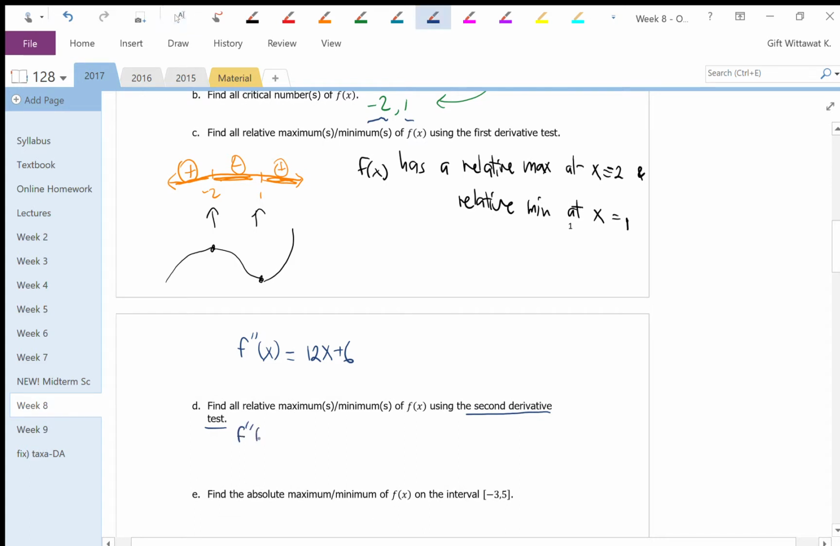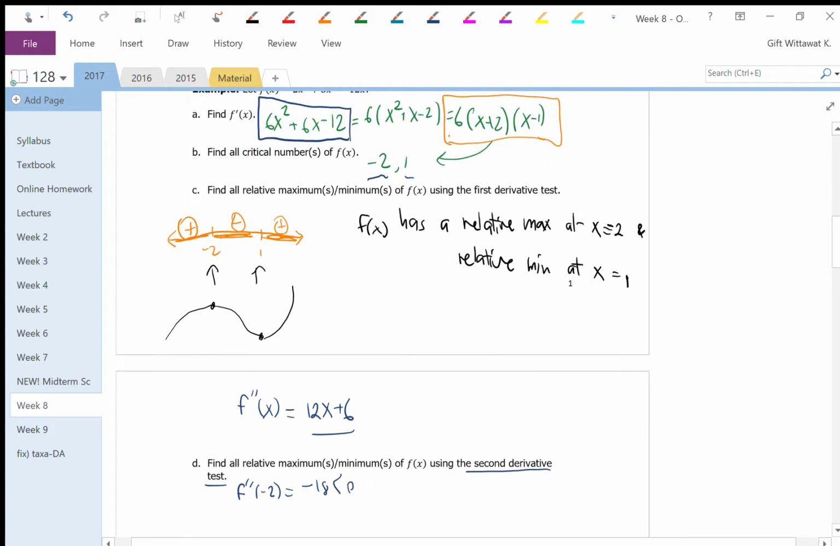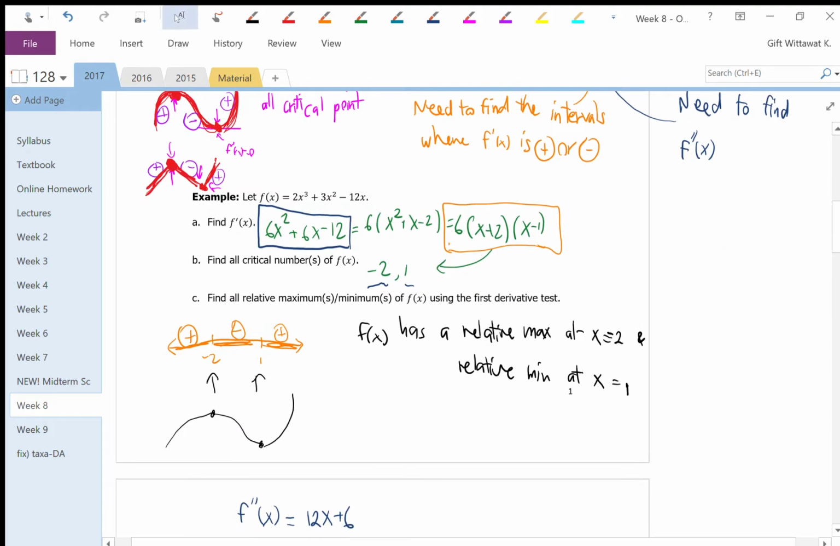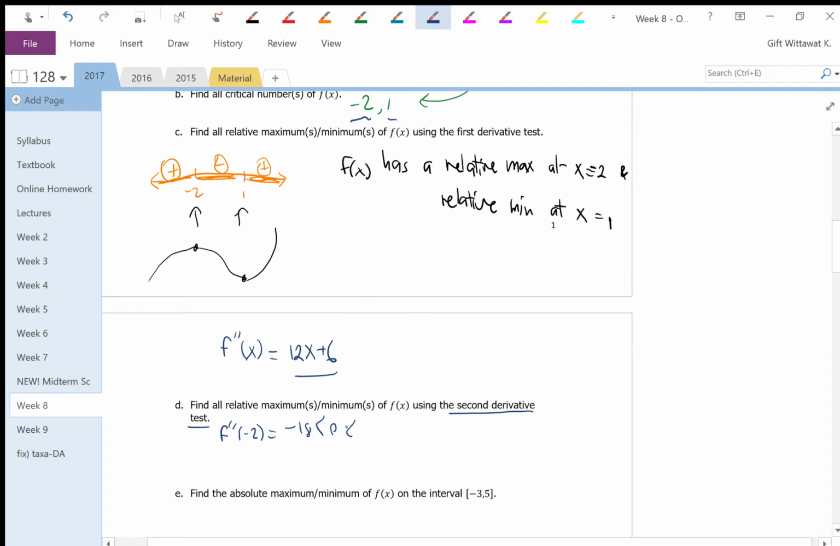So f double prime of negative 2. If I plug negative 2 into this guy, I'm going to get negative 24 plus 6. So that's negative 18, which is less than 0. When it is less than 0, my test says that it's going to be a relative max. So that means f of x has a relative max at x equals negative 2. So that agrees with the answer when I tried it the first time.